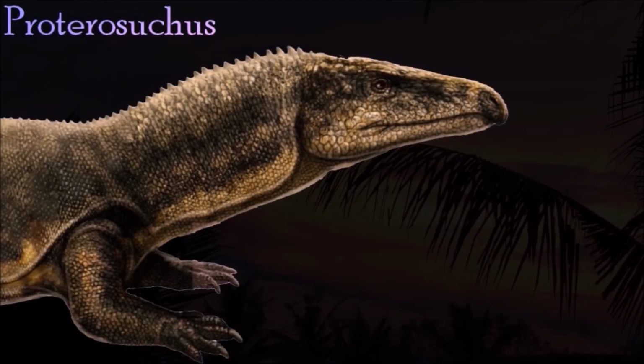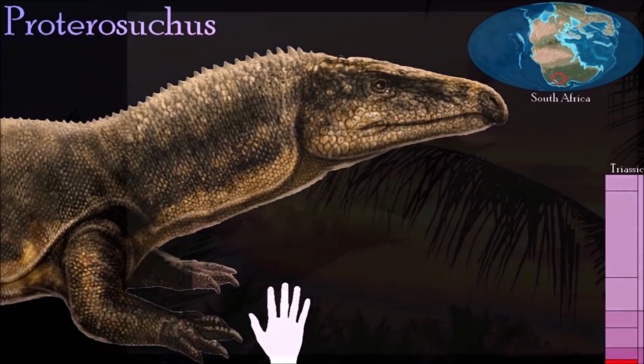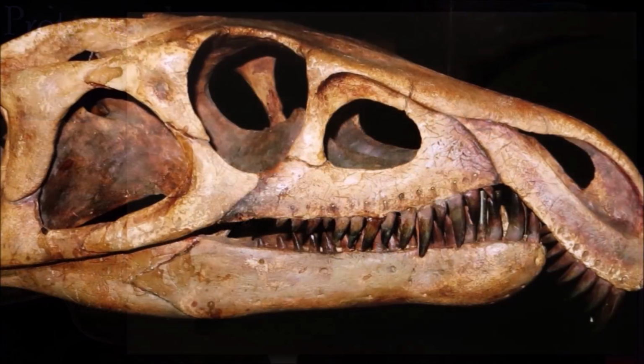Following the Permo-Triassic mass extinction, entirely new groups of organisms emerged. One of these was Proterosuchus, a Komodo dragon-sized predator that is a distant cousin of the Archosaurs, the large group that contains birds, crocodiles and dinosaurs.